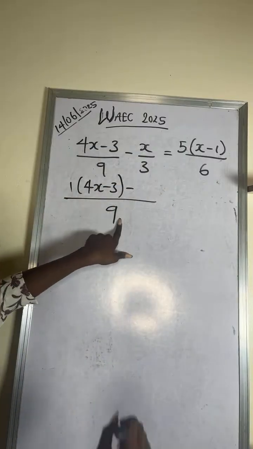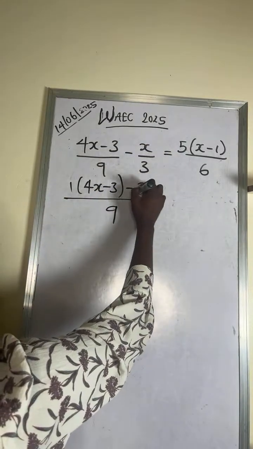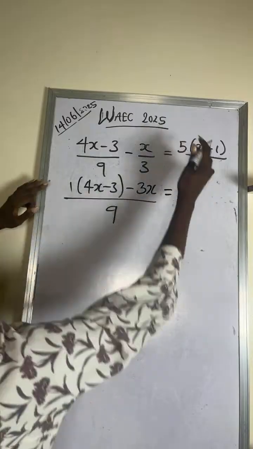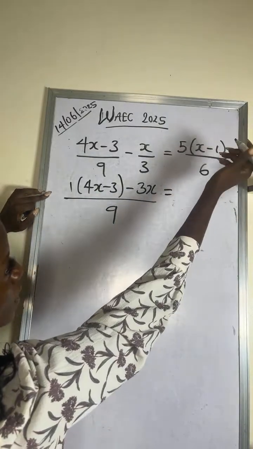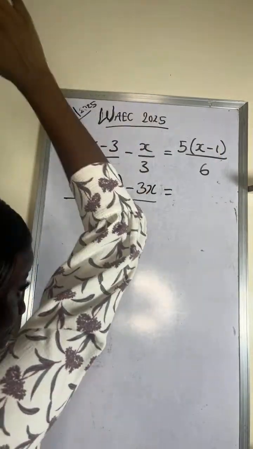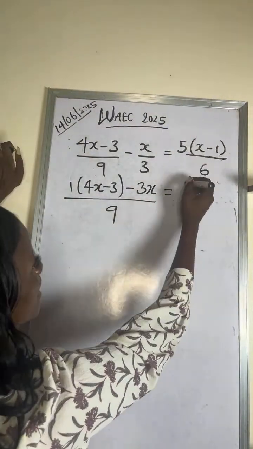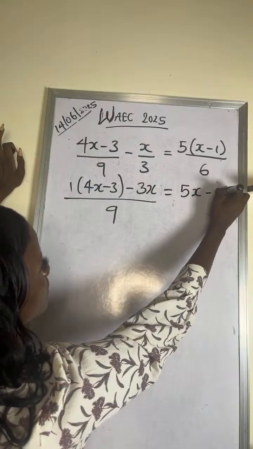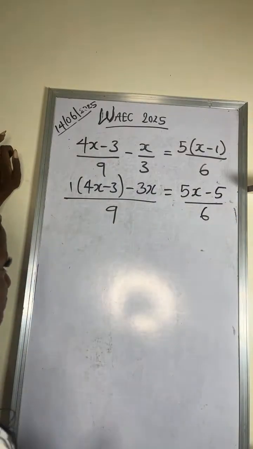So 3 in 9 is 3. 3 times this is 3x. You can open your bracket here if you want, or you leave it like that. Whichever one works is still fine. Okay? So 5x minus 5 all over 6.